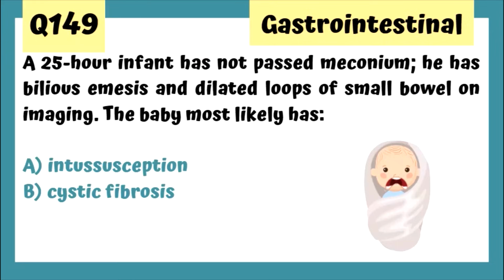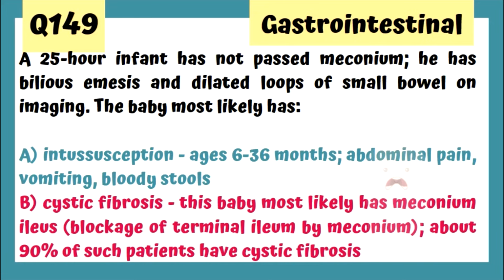Question 149. A 25-hour infant has not passed meconium. Sounds like cystic fibrosis. He has bilious emesis and dilated loops of bowel on imaging. This baby most likely has cystic fibrosis. 90% of patients with such a presentation have cystic fibrosis.